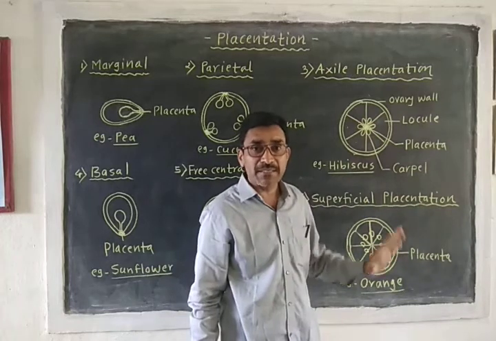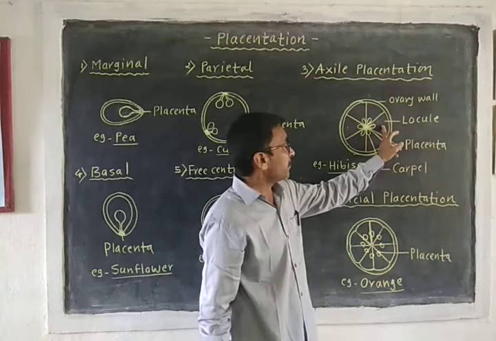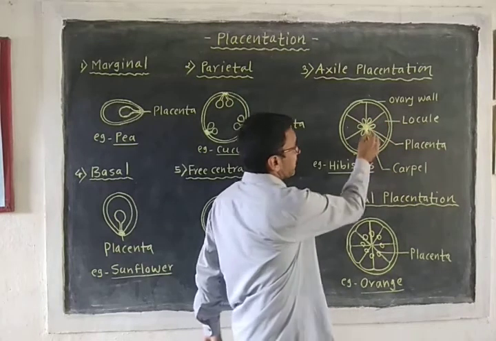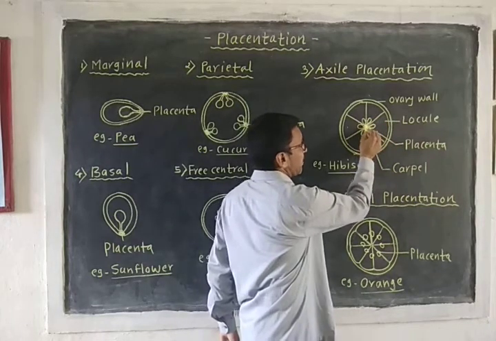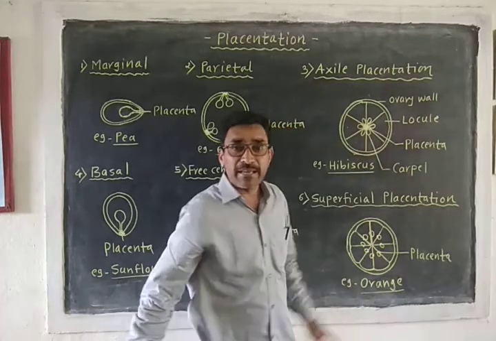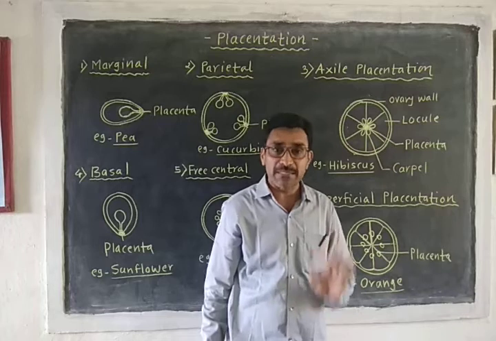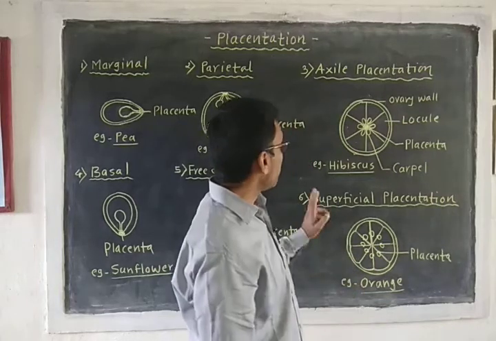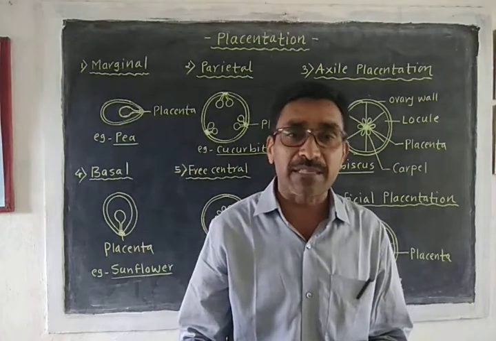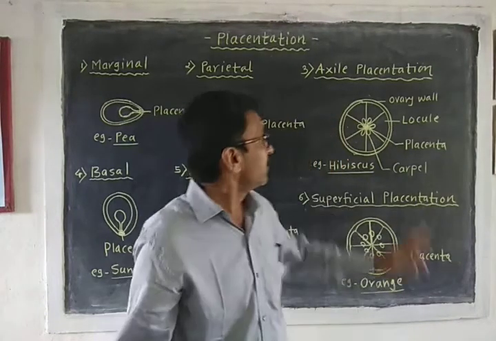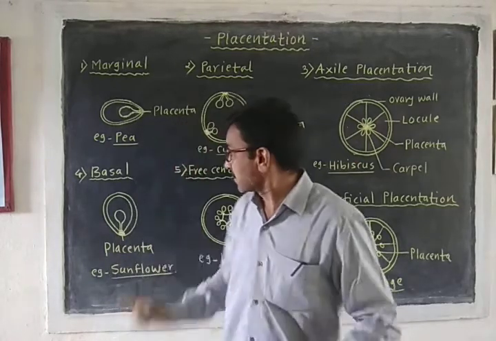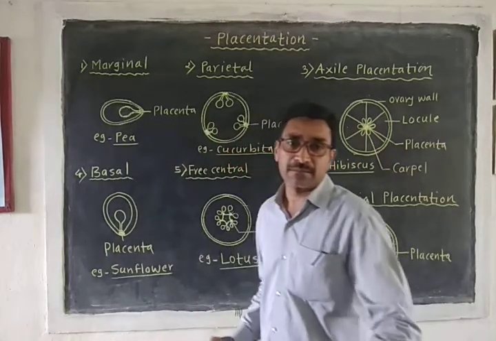It is a type of placentation. It is multilocular. It is multicarpellary. The placenta is present at the axis of the ovary. This is the placenta. Hence it is called as an axile placentation. The example of axile placentation is hibiscus, citrus, etc. We studied the axile placentation. Now we study the basal placentation.